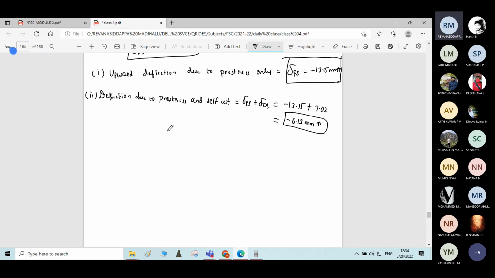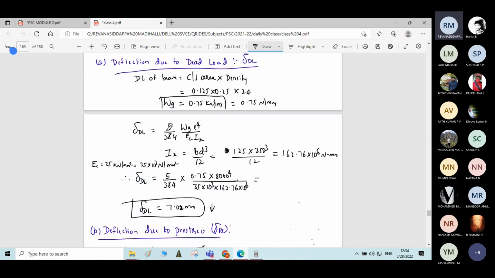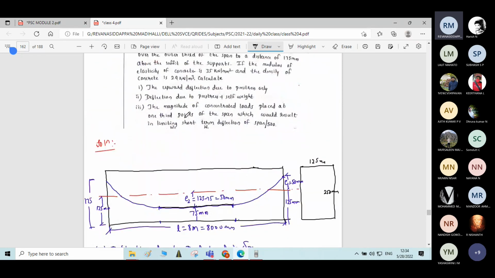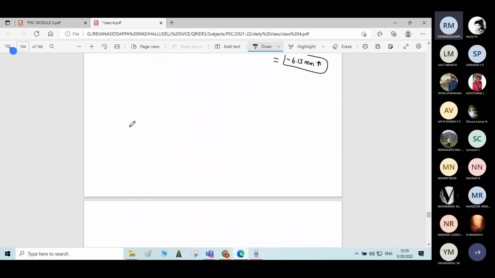Next, coming to the third question. It asks to find the magnitude of the concentrated loads placed at 1/3 points of the span, which would result in limiting the short-term deflection to span by 500. The concentrated loads are placed at 1/3 points. How? Third question.